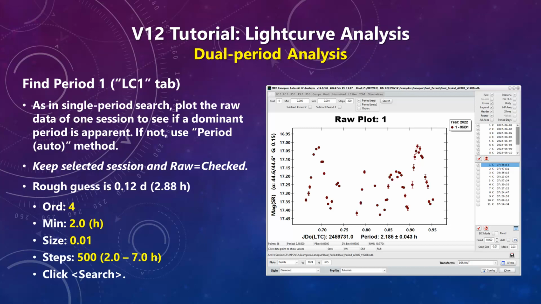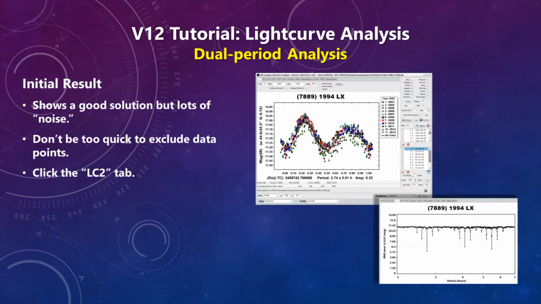A narrower range of trial periods was made possible by looking at the raw data. This will not always be the case. The initial search seems to have found a good solution, as shown by the lightcurve and period spectrum. Don't be too quick to exclude supposedly bad data points. In this case, there is gold in that noise.